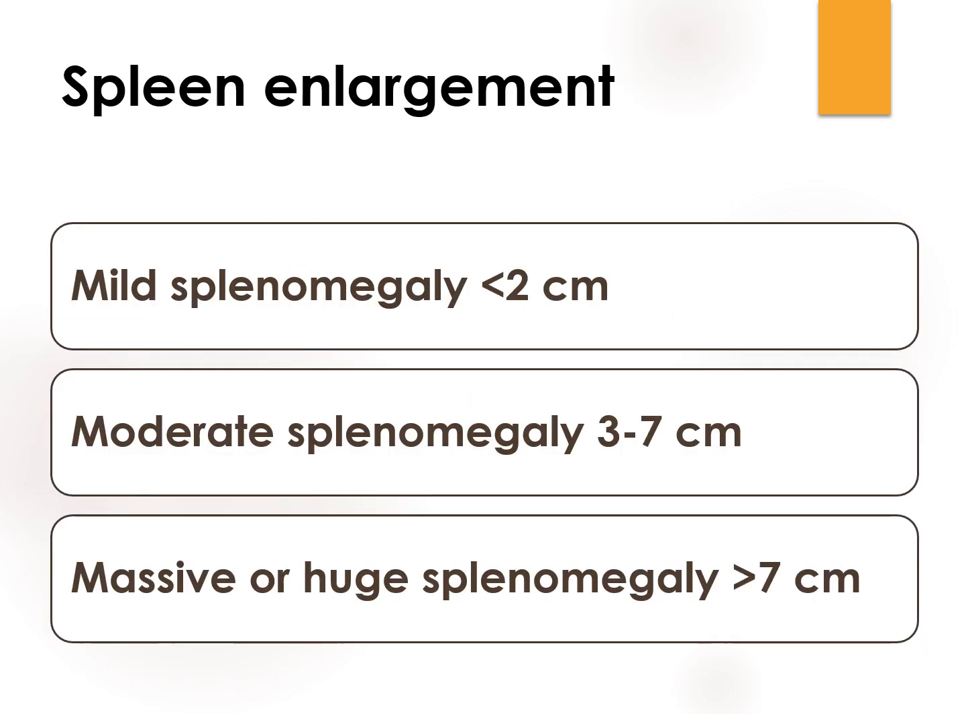So when you label splenomegaly, whenever the spleen is palpable, you have to categorize it as either mild splenomegaly, moderate, or massive, huge splenomegaly. According to the size, if the size is less than 2 cm, we label it as mild, moderate when between 3 to 7 cm, and massive huge splenomegaly when the size is more than 7 cm.